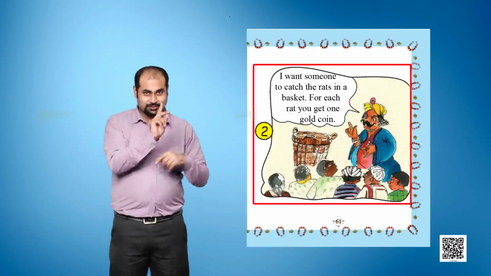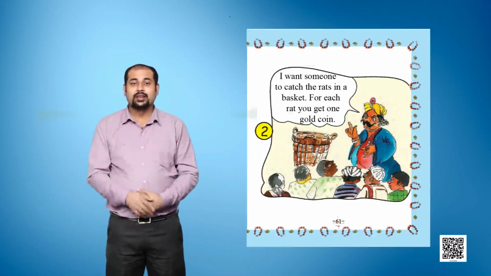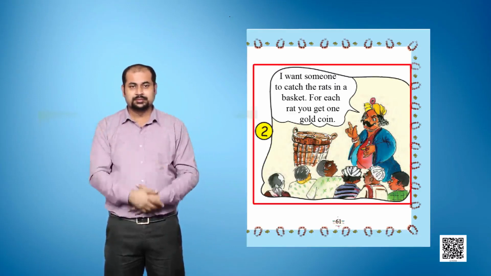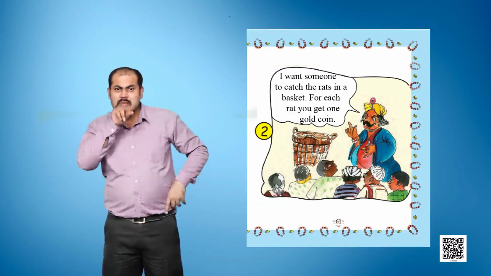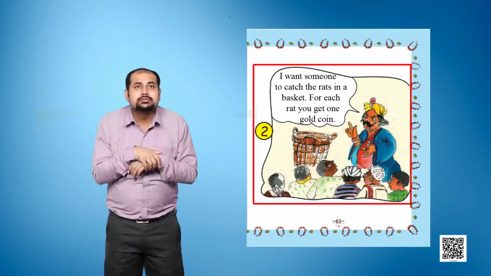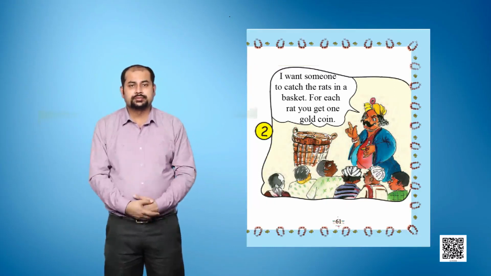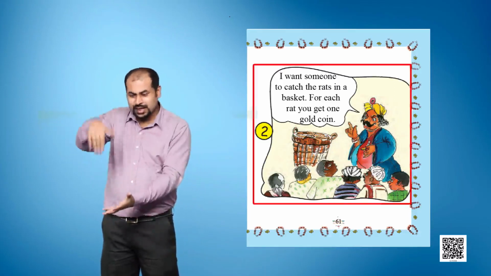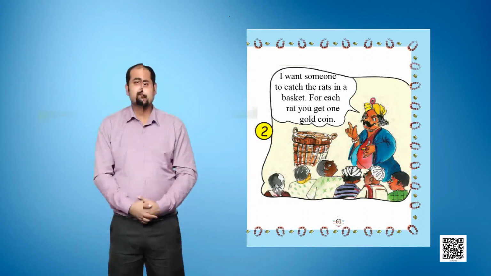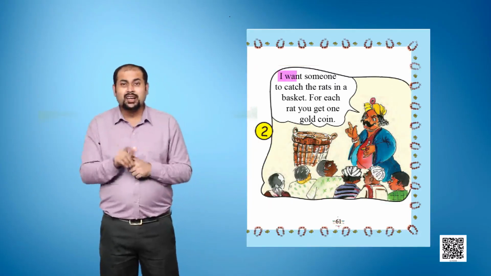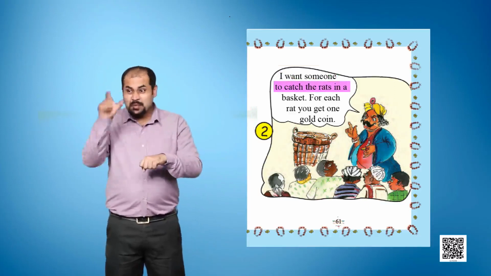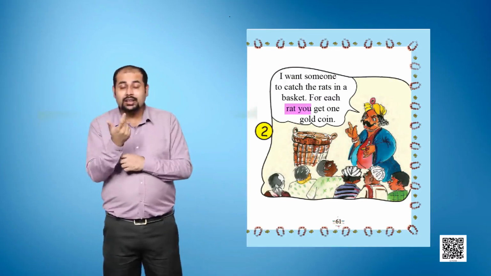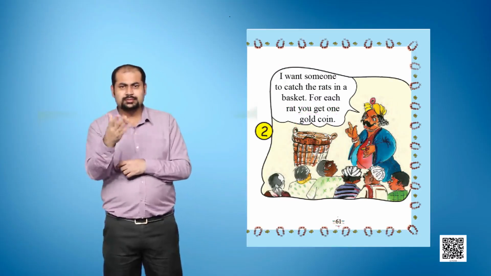Picture 2 shows people standing in front of the king and listening to the king wearing a crown. A huge basket is kept near the king. The king is saying, "I want someone to catch the rats in a basket. For each rat, you get 1 gold coin."